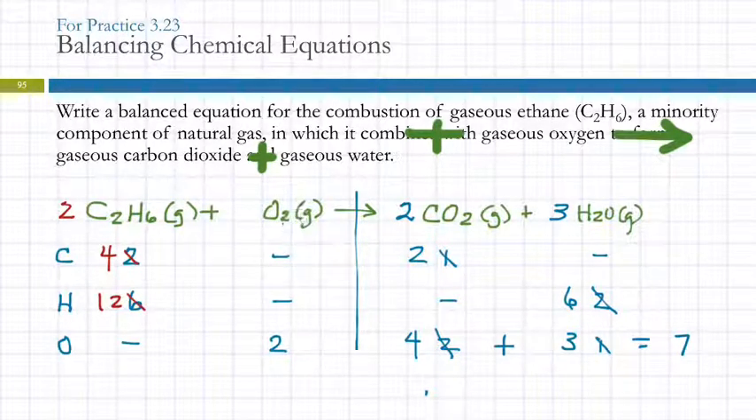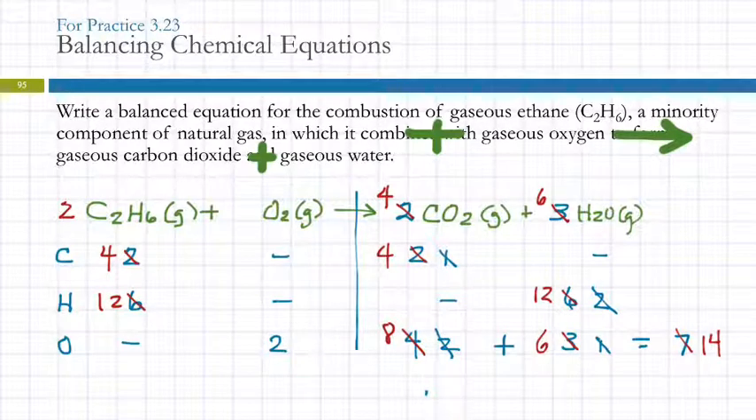This is the one I'm messing around with, so I'll leave that alone right now. I need to multiply this by 2, so that becomes 4. This becomes 4 and 8. And I multiply this by 2, 6. So I get 12 and 4. Now what's... No. You've got to multiply correctly. It's 6. Good grief. 3 times 2 is 6. 8 plus 4. Now I've got 14 oxygens on the right side.